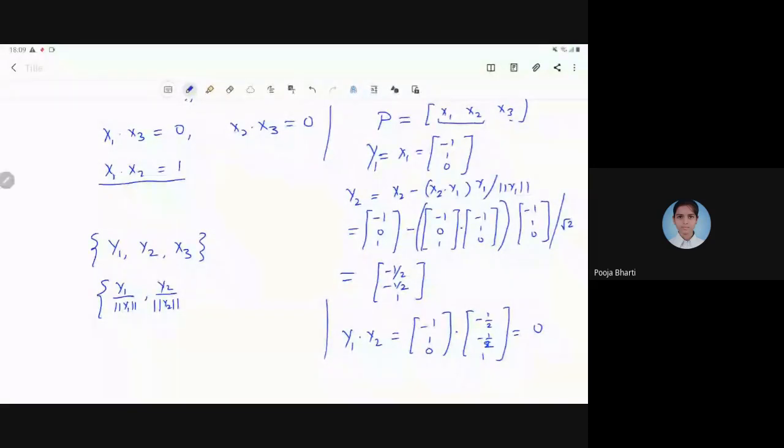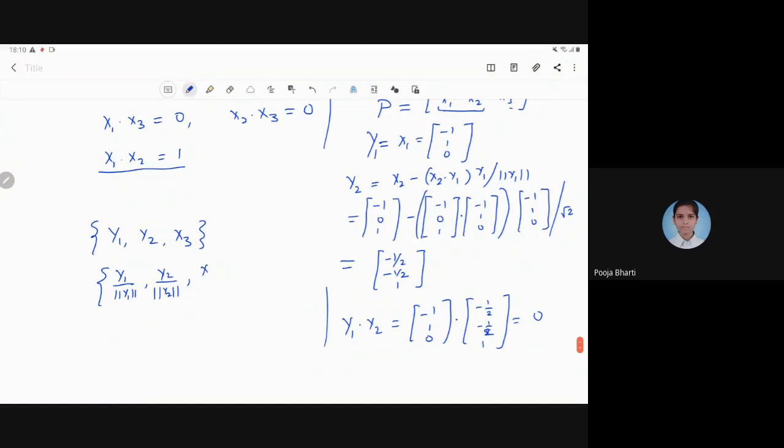I have not converted X3 to Y3. The reason is that X3 is corresponding to a different eigenvalue. It is already orthogonal to X1, X2. So it will be orthogonal to Y1, Y2 also. So X3 divided by norm of X3. So Y1 and Y2 are orthogonal, right? They verified it. I'm not writing root 2 anywhere; this root 2 is the norm of Y1.